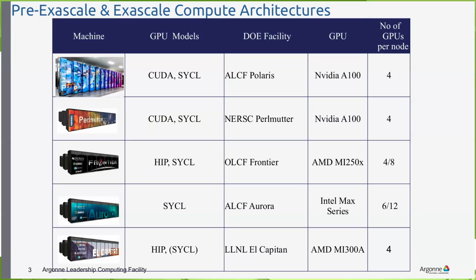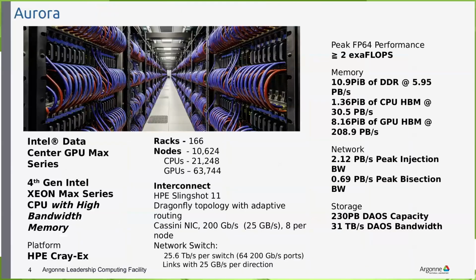SYCL is a portable programming model, so you could run on all three vendor GPUs, and of course CPUs as well. This just shows how widely SYCL can be deployed. This is a quick sneak peek of the Aurora architecture. You could see how many nodes: it's over 10K nodes with the count of GPUs and CPUs. It's over 2 exaflops of performance. I wouldn't say FP64, but it's over 6 exaflops.